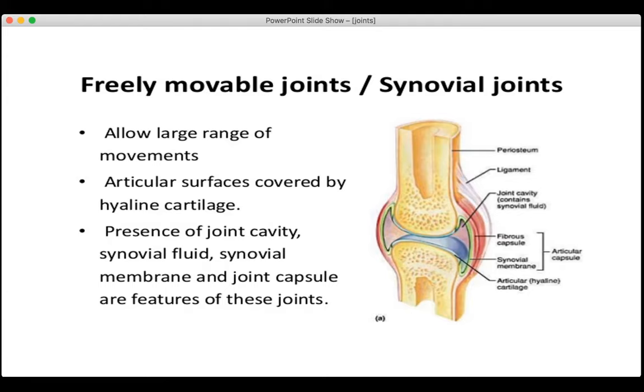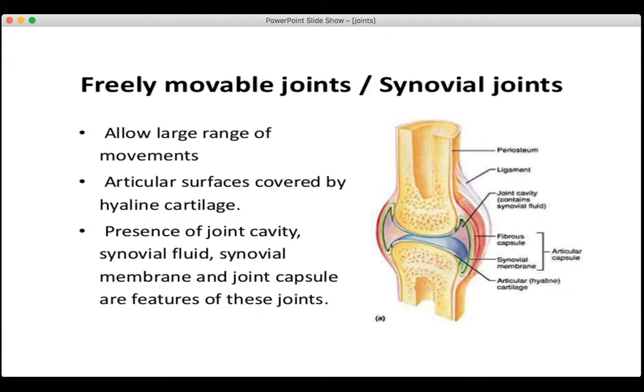Then, the articular surfaces are covered by hyaline cartilage. What are articular surfaces? The point where bones make contact, the terminal ends of the bones where they meet in the joint, are known as articular surfaces, and these are covered by hyaline cartilage. What is the purpose? Just cushioning, so that they don't get friction and they get protected. So this is the idea.